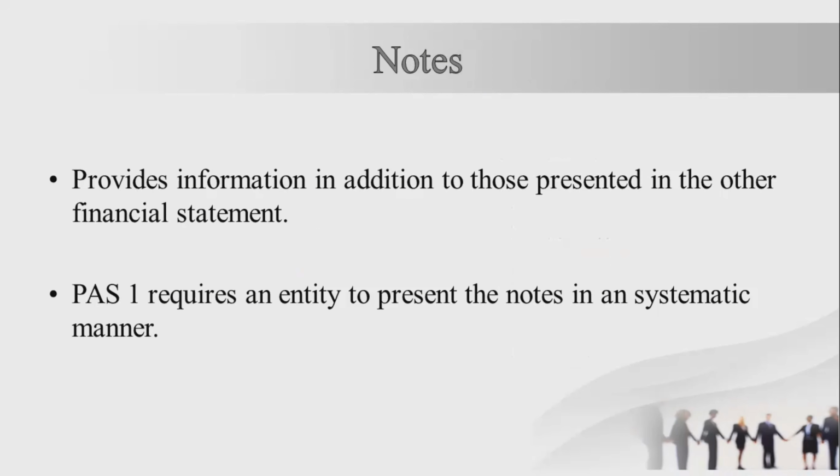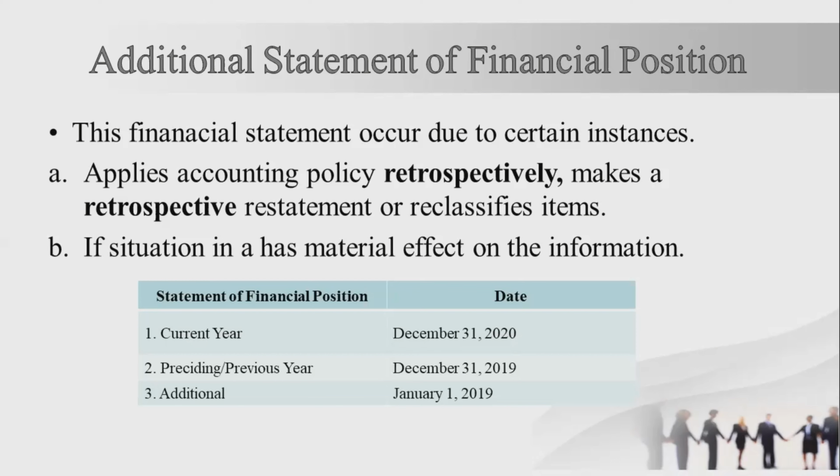Next is additional statement of financial position. This statement occurs due to certain instances lang when accounting policy is applied retrospectively. Yung retrospective application of accounting policy, ito yung babaguhin mo lahat, the previous year, current year, babaguhin mo lahat ng ginawa mo kasi may nag-change sa accounting policy. Ang retrospective restatement naman is may kokorek ka lang na some errors. Ito yung example niya.